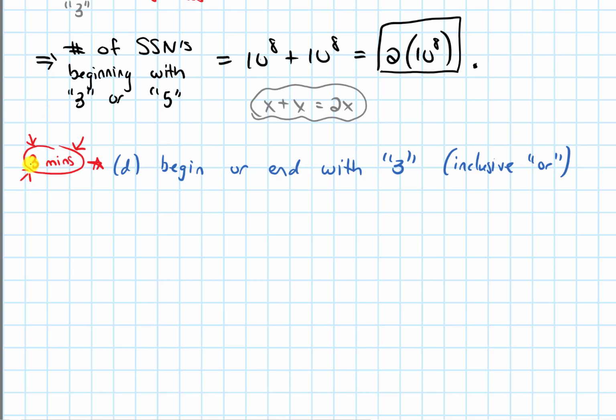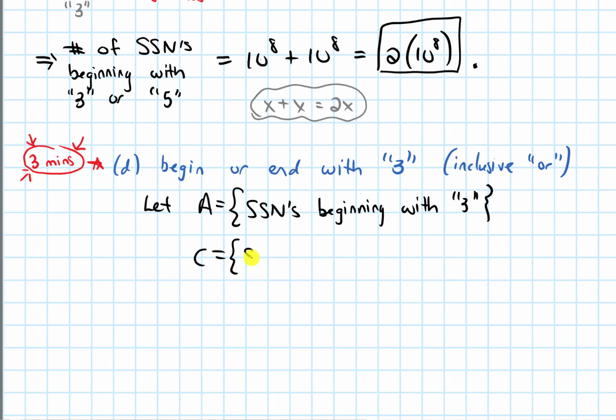Alrighty, so hopefully you did that. Hopefully you tried this one for about 3 minutes. So just as before, I'm going to let A be the set of Social Security numbers beginning with a 3. But this time, I'm going to need a new name, like C, for the set of Social Security numbers ending with a 3.